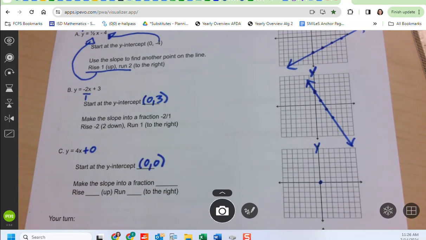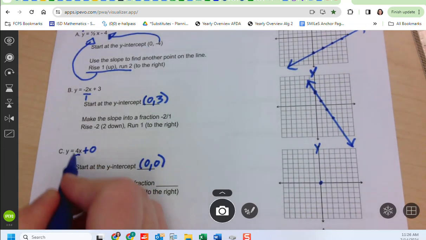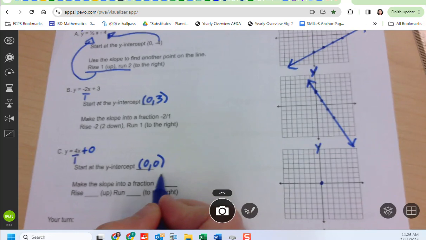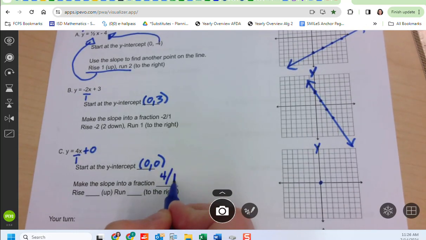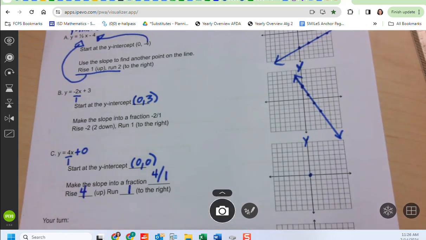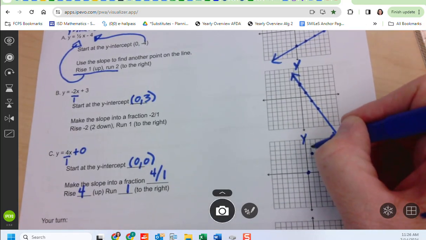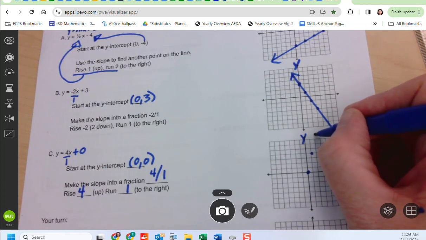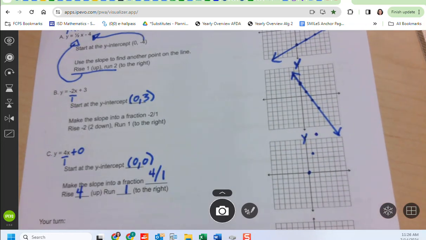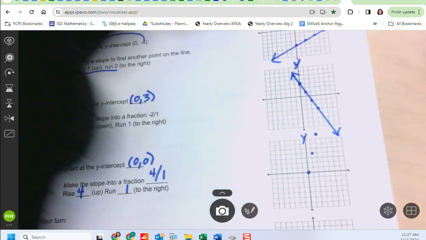Make the slope into a fraction, so I'm going to put it over what number? Always over 1. And so my slope is 4 over 1, which means I rise 4 and I run 1. So I'm going to go up 4 and over 1. And if I try to do it again, I get off the grid, but I can kind of estimate where it's going to be, somewhere about there. And then draw your line.